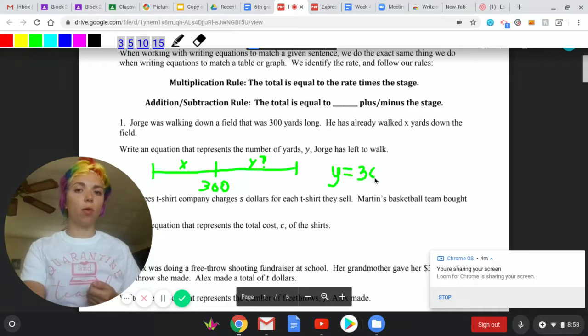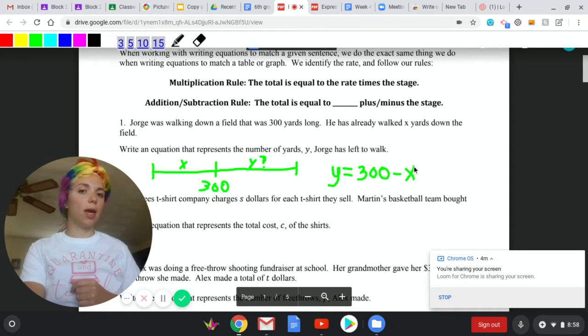So like I said, this one's one of those problems where it's kind of going backwards from what you might have thought when you first read it. So Y equals 300, and we have to subtract X to solve for Y because we're trying to figure out what we're missing to get to the total. So 300 minus X.